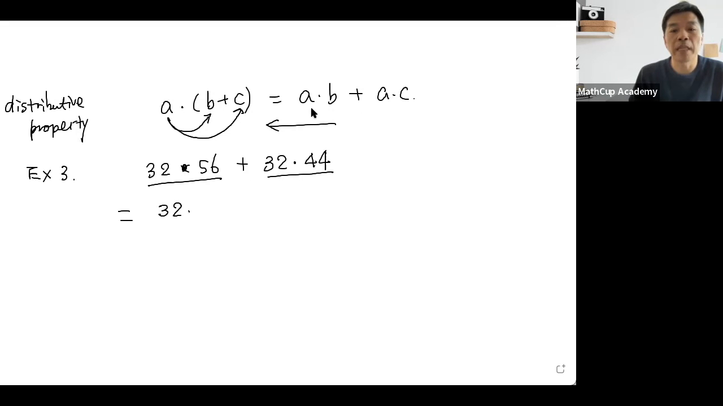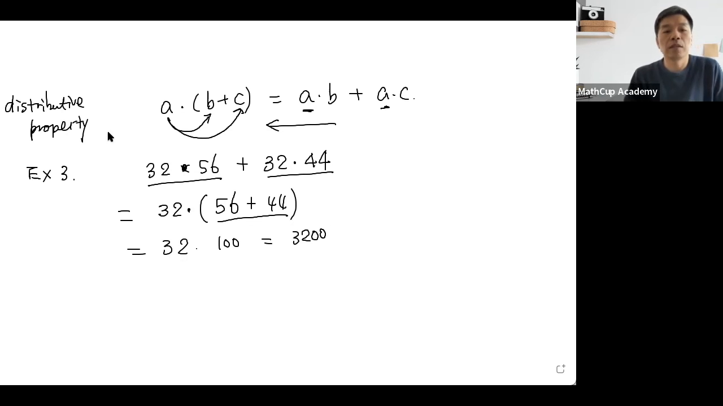If I apply this distributive property, we treat A as 32, choose 32 as the A. So 32 times 56, 32 times 44, we can take the 32 out, and inside we're going to have 56 plus 44. So 32 times (56 plus 44). And this turns out to be a very nice number, 32 times 100. So it equals 3,200. So this distributive property gives us a very, very useful tool for calculating things in a neat way.